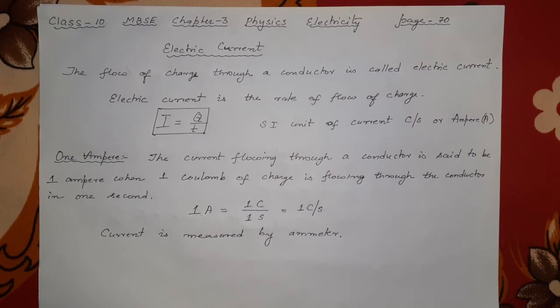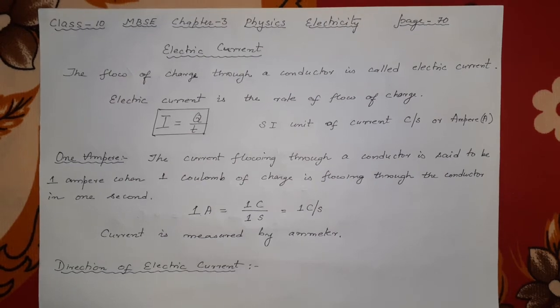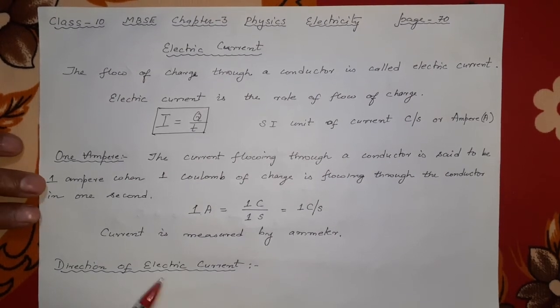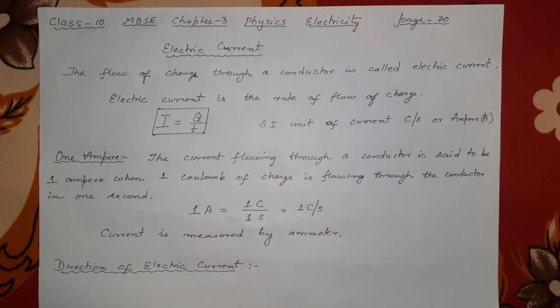which looks somewhat like this. Milliampere may be there, sometimes microampere also, A is also there. That means that is something to measure your current. Okay, so this is about current. The next topic is direction of electric current. Which direction should the current flow? Its direction is from positive to the negative side.